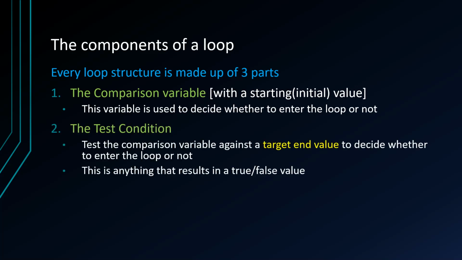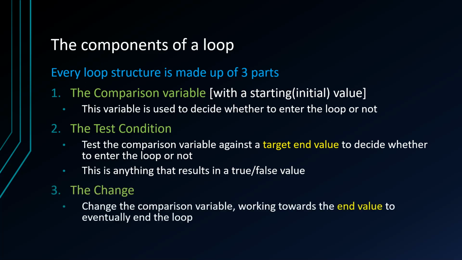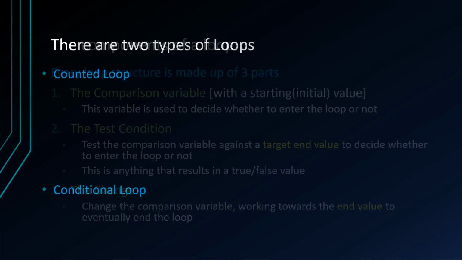The next piece is the test condition. This tests the comparison variable against some target end value to decide whether to enter the loop or not. This whole comparison is something that results in a true or a false value. The change, so this is the third part. Change the comparison variable. We have to change the comparison variable, and that needs to be a change that works towards the end value, so eventually that loop will end.